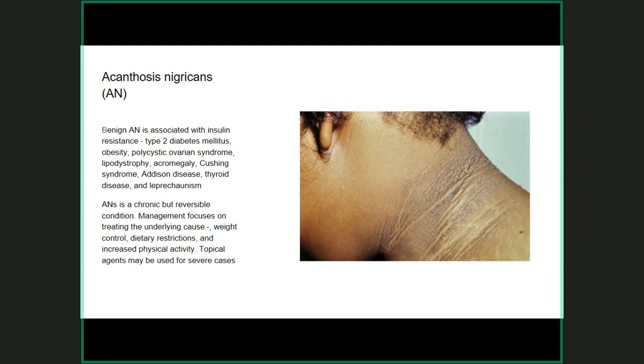It is associated with type 2 diabetes, but pretty much any insulin-resistant syndrome. So PCOS, lipodystrophy, acromegaly, Cushing's, Addison's, thyroid diseases, or insulin resistance, like I said. It's chronic but reversible, so the focus should be on weight control, dietary restrictions, and making sure that you are optimally controlled with your glycemic control.